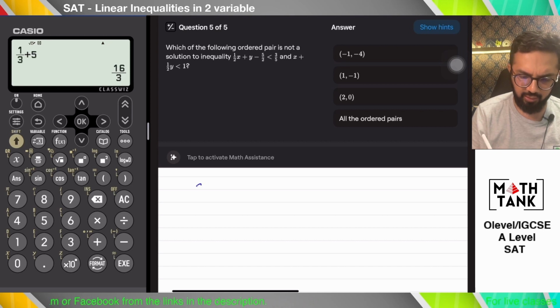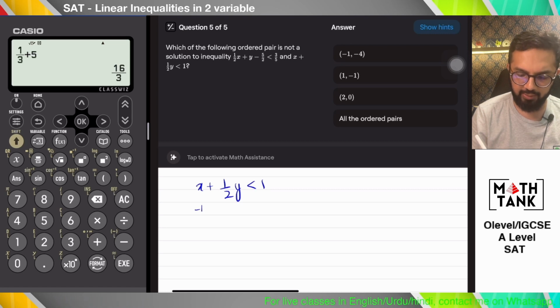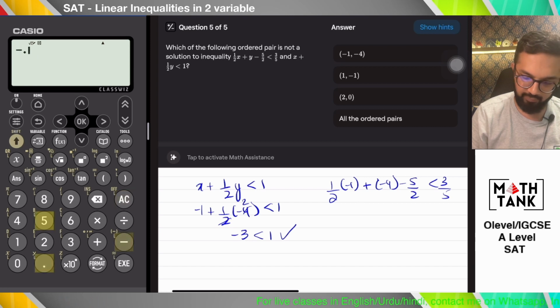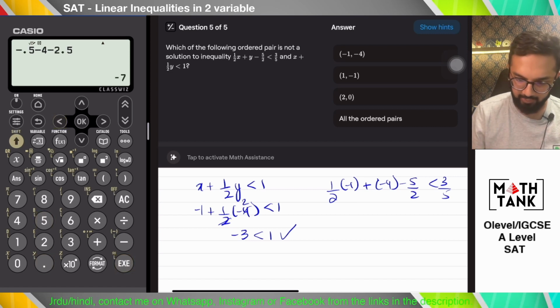Why don't I first plug in answers into x plus half y is less than 1 to see which one fits. So x, so that one fits. Let's see if it fits into the other one as well. Half of minus 1 plus minus 4 minus 5 over 2 is less than 3 over 5. Let's see. So minus 0.5 minus 4 minus 2.5. Yeah, all of that is negative. So that one fits. And since the answer is all the ordered pairs, I'll have to check all of them.